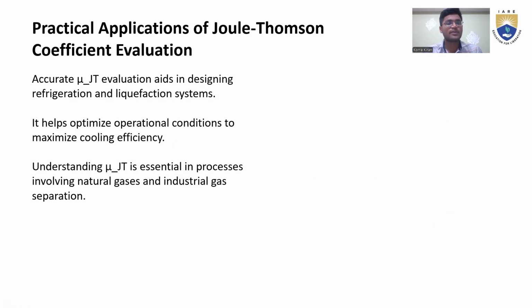And the practical applications of Joule-Thomson coefficient evaluation: accurate mu JT evaluation is used in designing refrigeration and liquefaction systems. It helps optimize operational conditions to maximize cooling efficiency. Understanding mu JT is essential in processes involving natural gases and industrial gas separation.